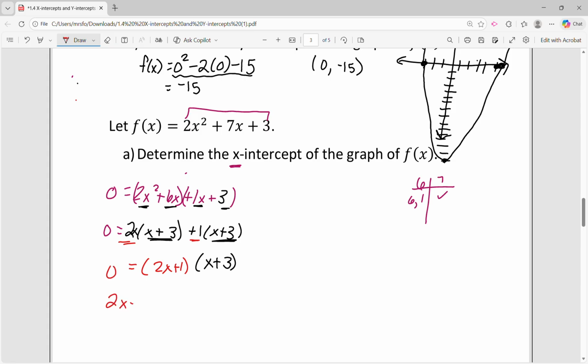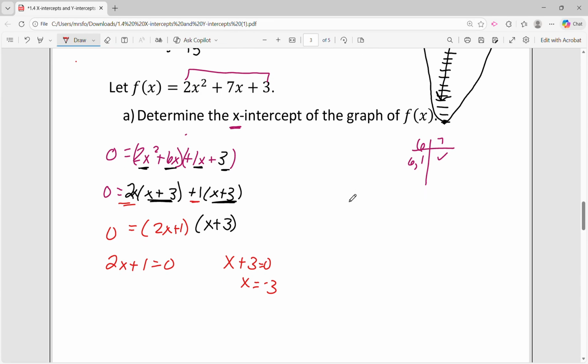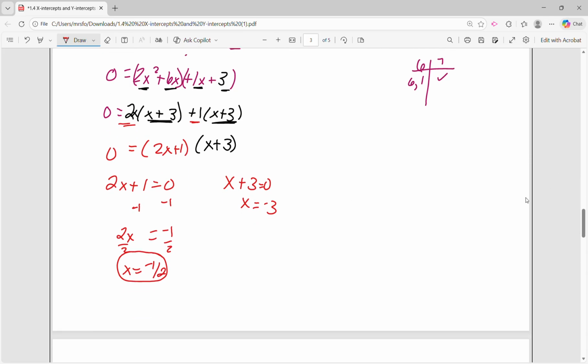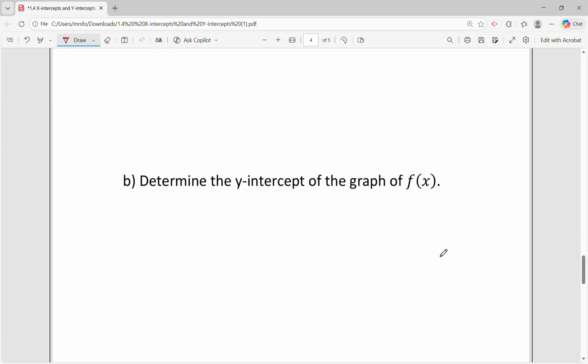So we need to say 2x plus 1 equals 0, and x plus 3 equals 0. Well, x plus 3 is 0 when x is negative 3. For the other one, I know it's negative 1/2, but if you can't just look at that and tell, you would subtract 1, then divide by 2, and x equals negative 1/2. So those are our two x-intercepts.